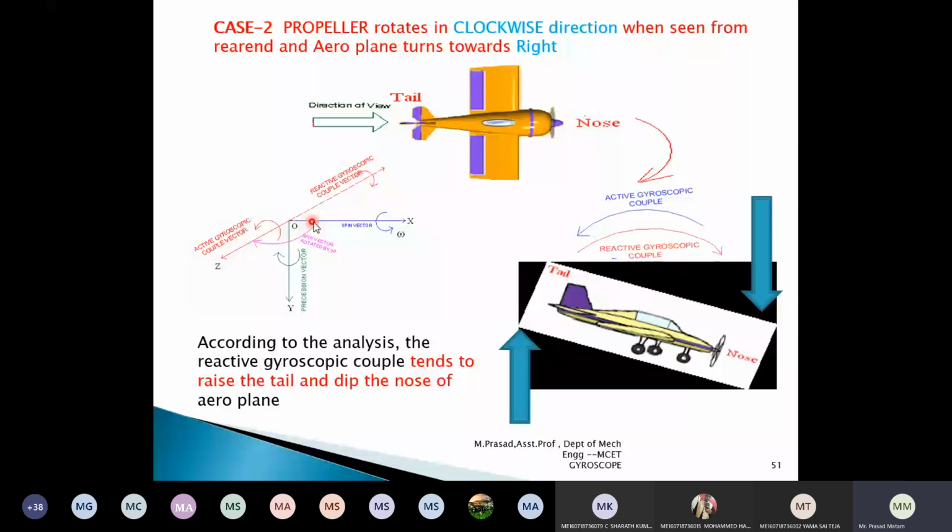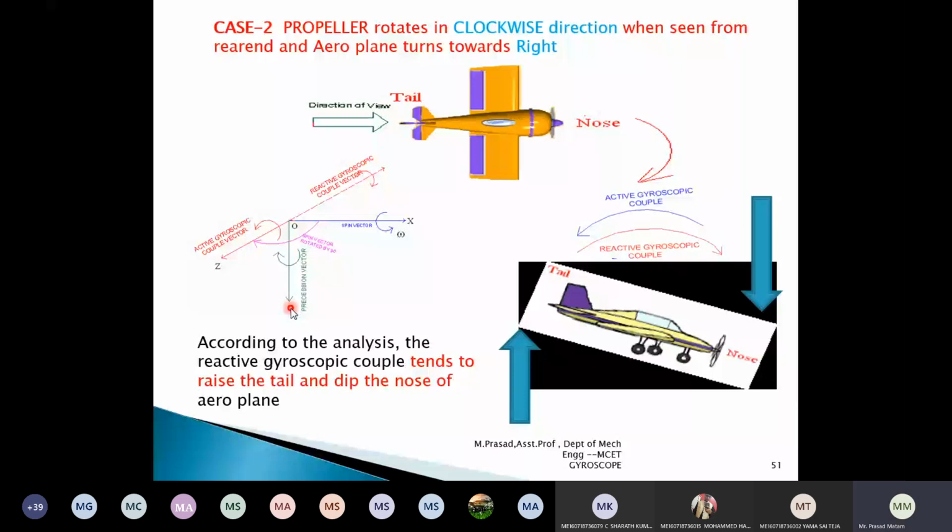So where you are getting the pressure vector, if you take a left turn, the pressure vector is always in the upward direction, in the y-axis. Similarly, in a right turn, the pressure vector will come again in the downward direction. When the aeroplane takes the right turn, the pressure vector will come along the downward y-axis or negative y-axis. Now, how are we getting the active couple?